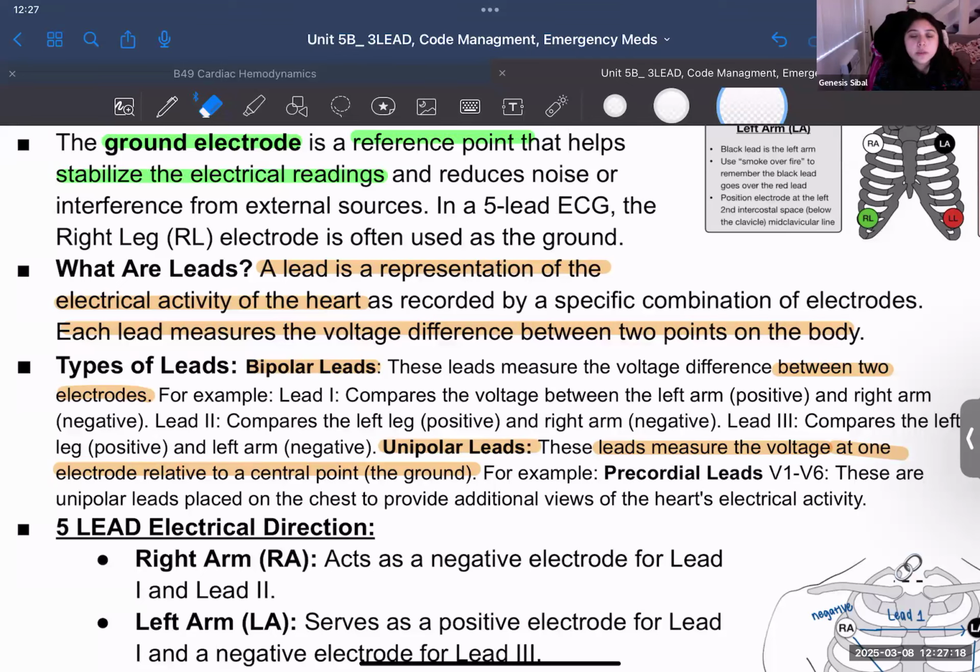So, types of leads. You have bipolar leads. Obviously, when it says bipolar, you're talking about two. These leads measure the voltage between two electrodes. So when we're talking about lead one, you're going to have two electrodes for that. When we're talking about lead two, you have two electrodes for that. When you're talking about lead three, now you have another two electrodes.